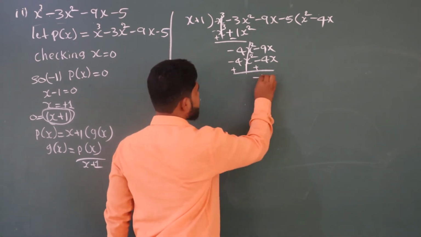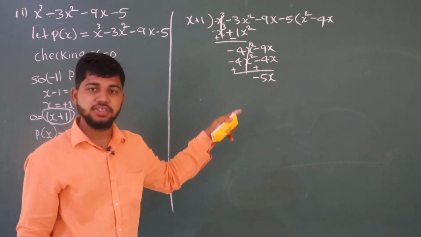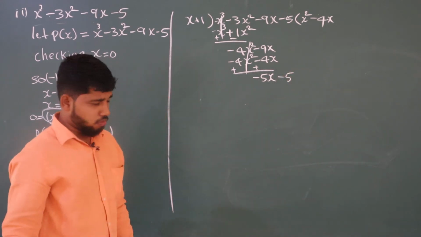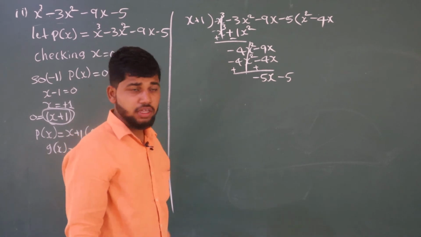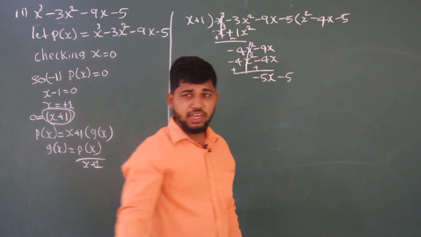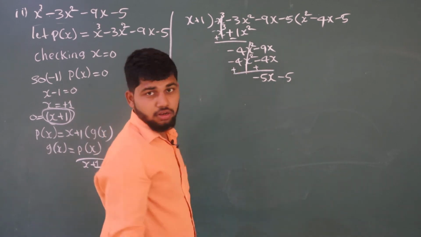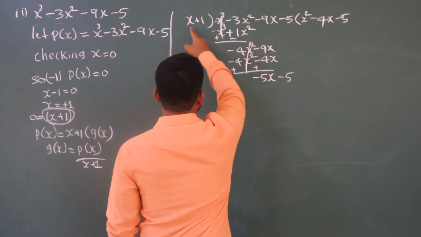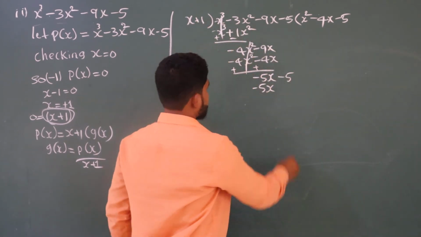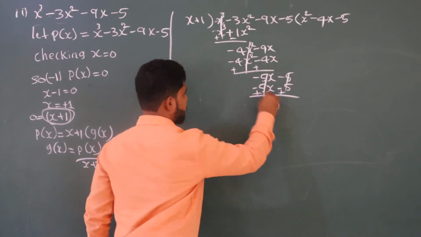Now minus 9x and plus 4x give minus 5x. Then take down minus 5. Now in the quotient we take minus 5, and multiplying minus 5 by x plus 1 gives minus 5x and minus 5. The signs change, and you get the remainder 0.